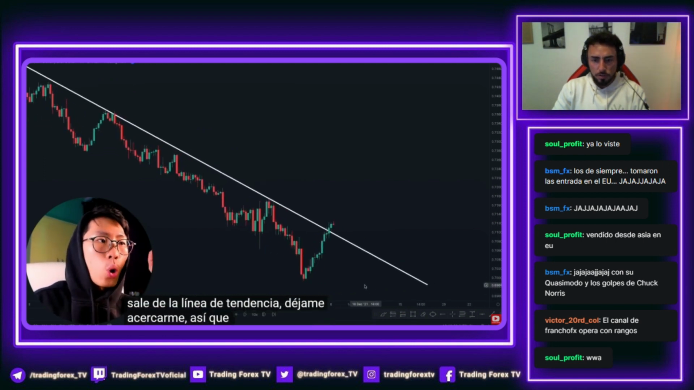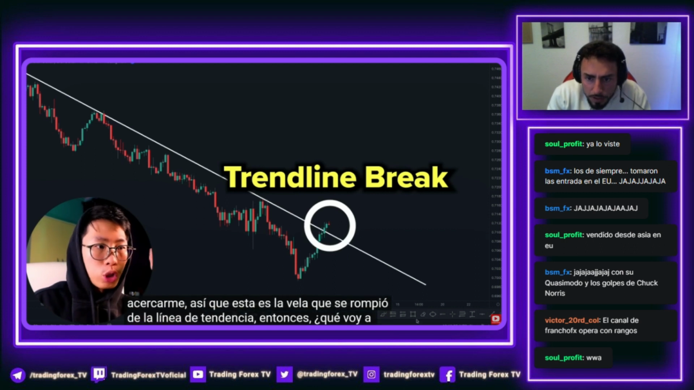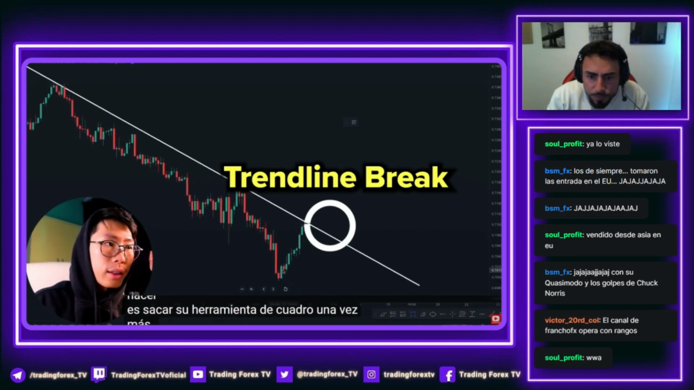Let me just zoom in. So this is the candlestick that broke out the trend line. So what we're going to do is to take out your box tool once again, take out your rectangle tool.